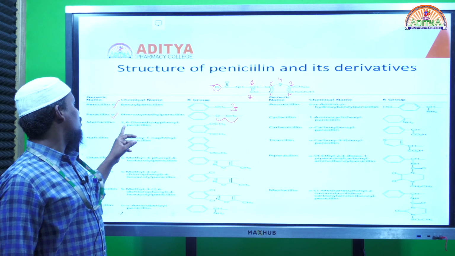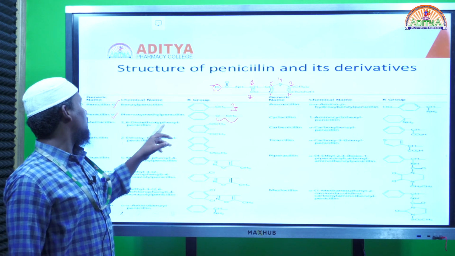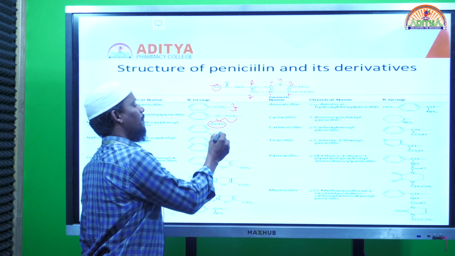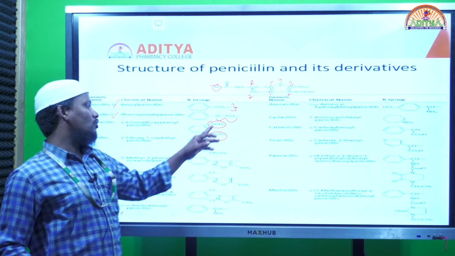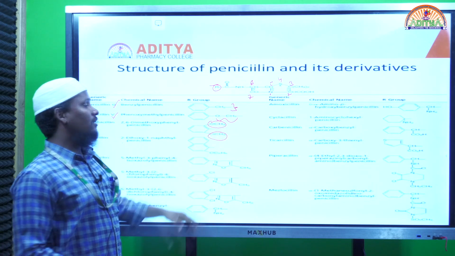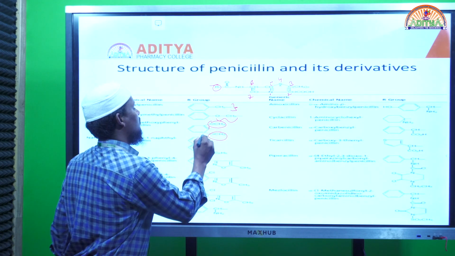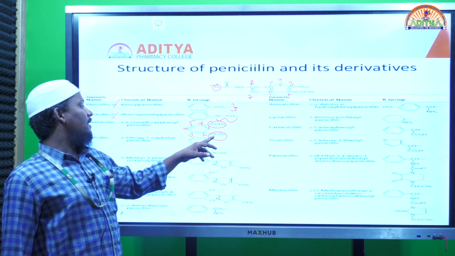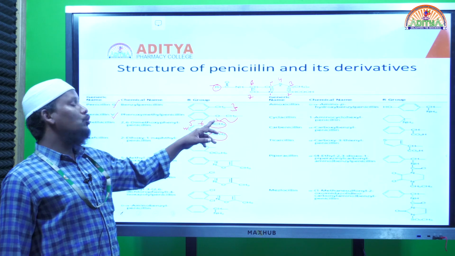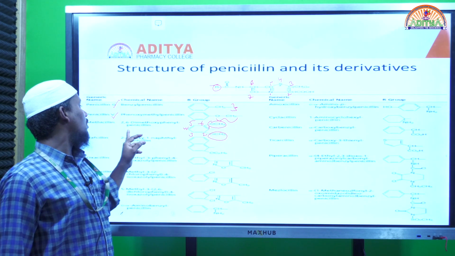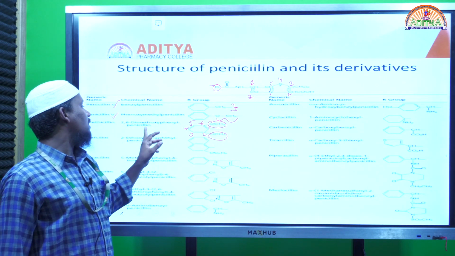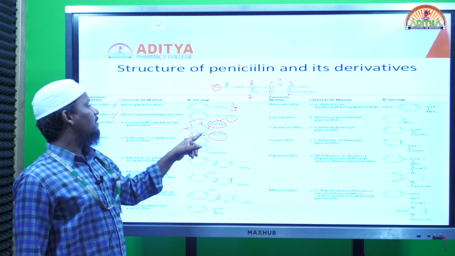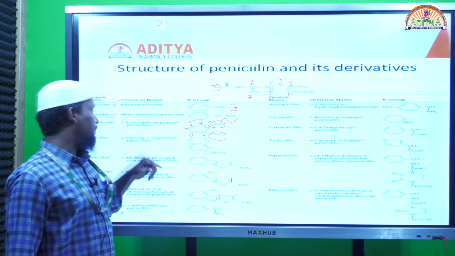Next one, methicillin means 2,6-dimethylphenylpenicillin. Look here, there are two methoxy groups. At the second position is one methoxy group, and at the sixth position is another methoxy group. For example, this one is first number, second, third, fourth, 5 and sixth position. At the second and sixth position, two methoxy groups are there. So that's why it is called 2,6-dimethylphenylpenicillin. This one is the phenyl ring. Phenyl penicillin, that is called methicillin.